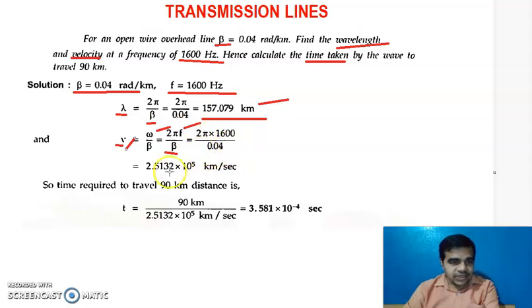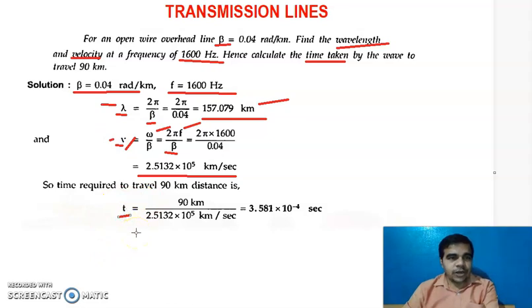So we are getting 2 pi into 1600 divided by 0.04. If we solve this, we are getting 2.5132 into 10 to the power 5 kilometer per second. So the velocity is 2.5132 into 10 to the power 5 kilometer per second. So we have calculated the wavelength, we have found the velocity. Now we can find the time taken.